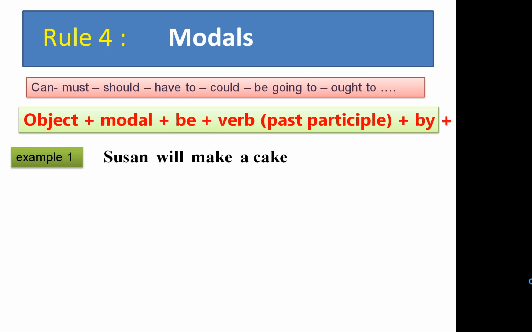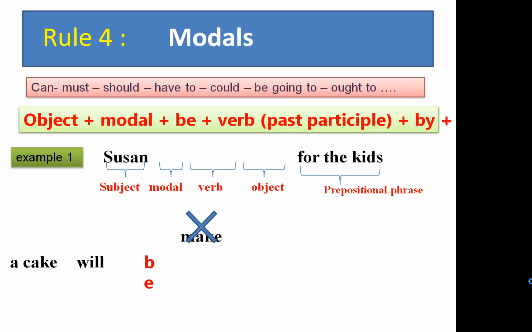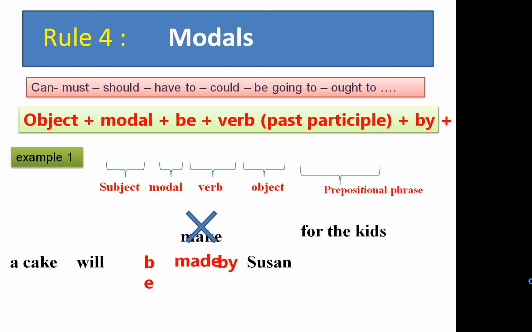Suzanne will make a cake for the kids. Again, Suzanne is the subject, will is the modal, make is the verb. Make what? A cake is going to be the object, and for the kids, just a prepositional phrase, is going to stay at the end of the sentence. So we take the object, a cake, and we take the modal, will, and we put be as the rule says, and then make, we need to change the verb into the past participle. It's going to be made, and by Suzanne, and finish my sentence: for the kids.